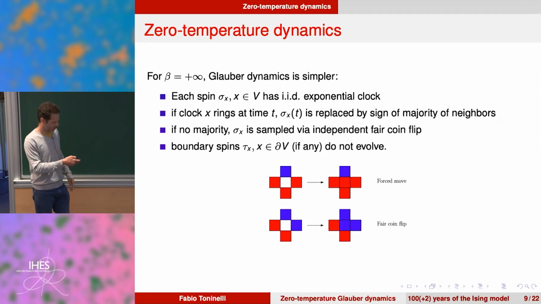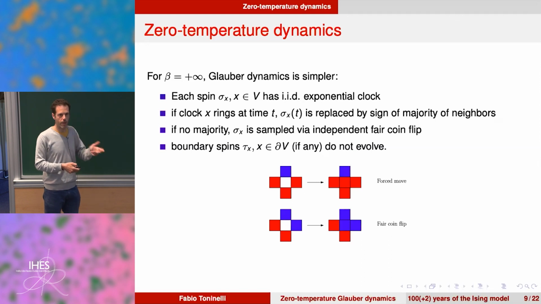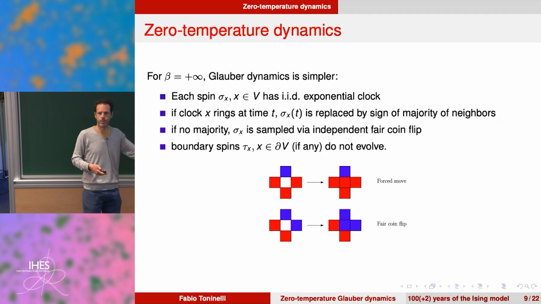Yeah. So here is an example. In this case, you are in 2D. We update this central spin. In this case, we have three, say, minus spins around. We have no choice; we put minus. In this second example, we have two and two, and then we can flip a coin. In this case, we put blue. Okay, so there is still randomness when you have to flip the coins. Of course, there is also randomness in the ringing of the clocks.